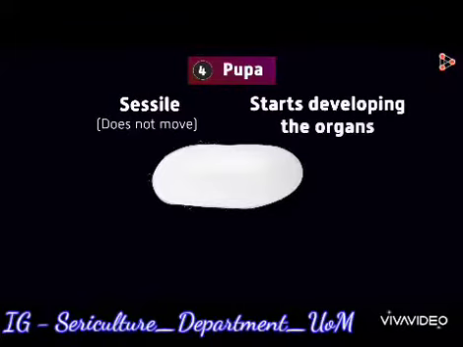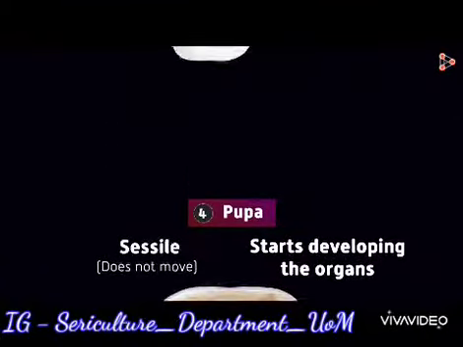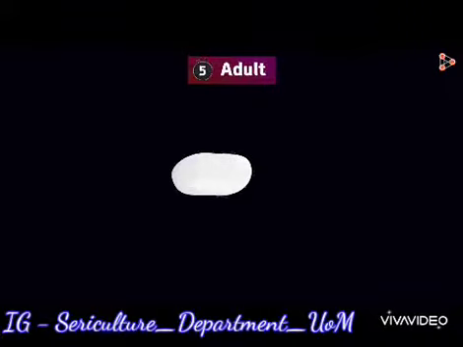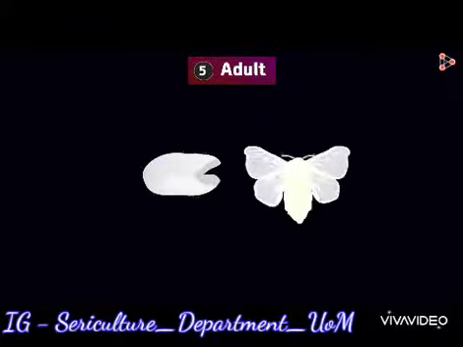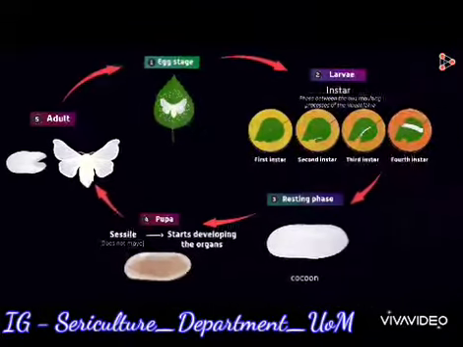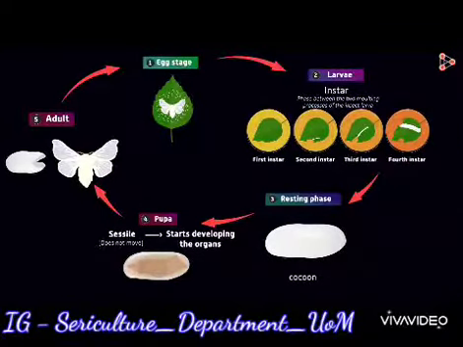and it starts developing the organs which adult moths have. So here, the pupa rests inside the cocoon and starts developing into an adult. After it develops completely, the next stage, that is the adult stage, is reached. The mature moth is now ready to break the cocoon and fly away. This is the complete life cycle of a silkworm.